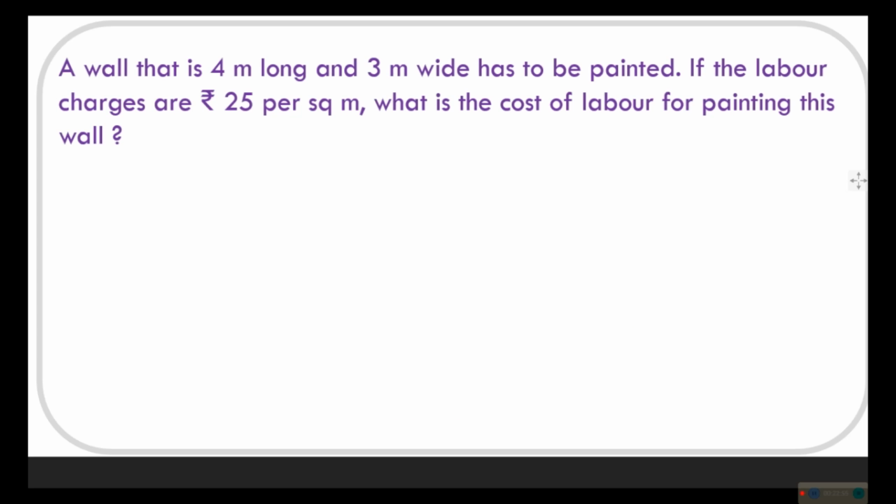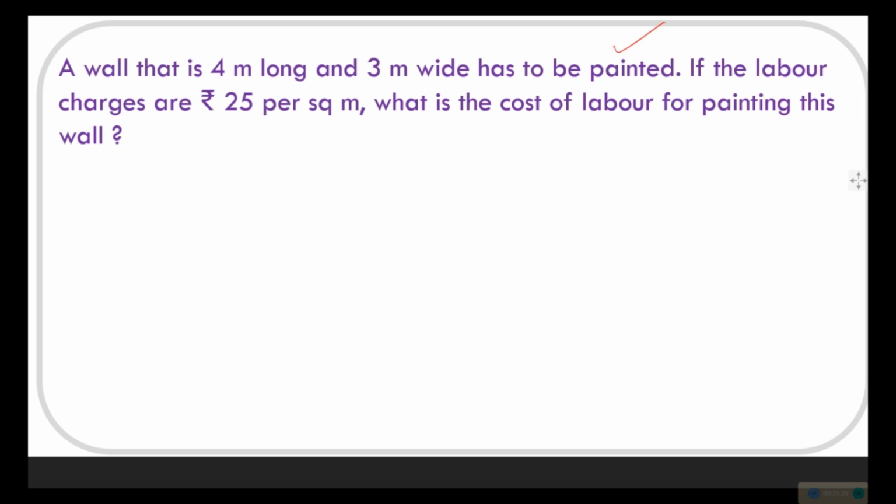So my dear students, this is very important. Sometimes the question will come in this format. A wall that is 4 meter long and 3 meter wide has to be painted. I told you, a painter has to know the area. If the labor charges are rupees 25 per square meter, 25 rupees have to be paid. What is the cost of labor of painting this wall?